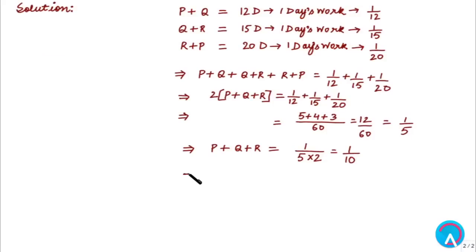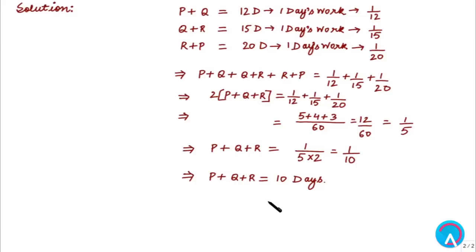So P plus Q plus R in one day can finish 1/10 of the work. So this will imply if in one day they can finish 1/10 of the work, P plus Q plus R together will finish the work in 10 days. So this is one of the things which we have to find in the question. It is also given in the question that we have to find how long will it take for all of them to complete the work if they work together. Also, in the second part of the question, we have to find out if they work individually, that means P alone, Q alone and R alone, how long will it take for them to complete the work.